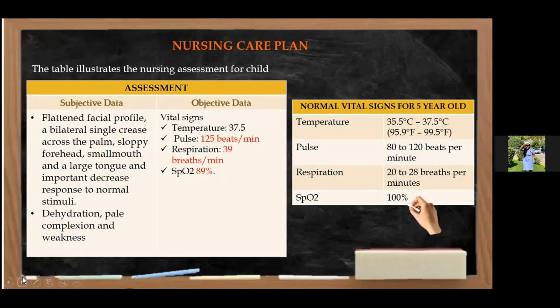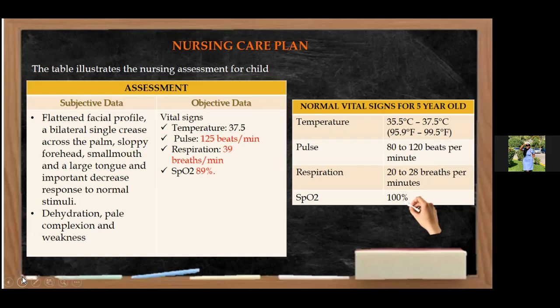So after assessing the patient, objective and subjective data were collected. Under the subjective data, we have the flattened facial profile, a bilateral single crease across the palm, sloping forehead, a small mouth, an enlarged tongue, and an important decrease in stimuli, as well as dehydration, a pale complexion, and weakness.